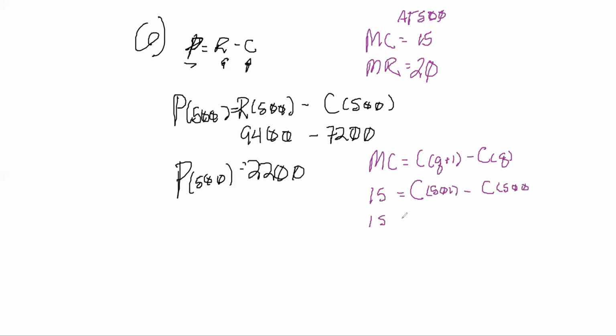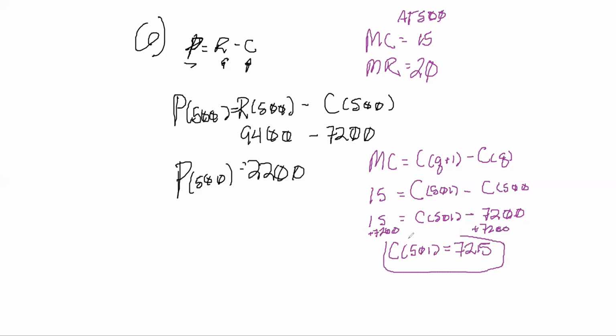Or 15 is equal to C of 501 minus 7,200. Or the cost of making 501 objects is equal to that, because we're just going to add here and here. Okay. So now we have the cost of making that.